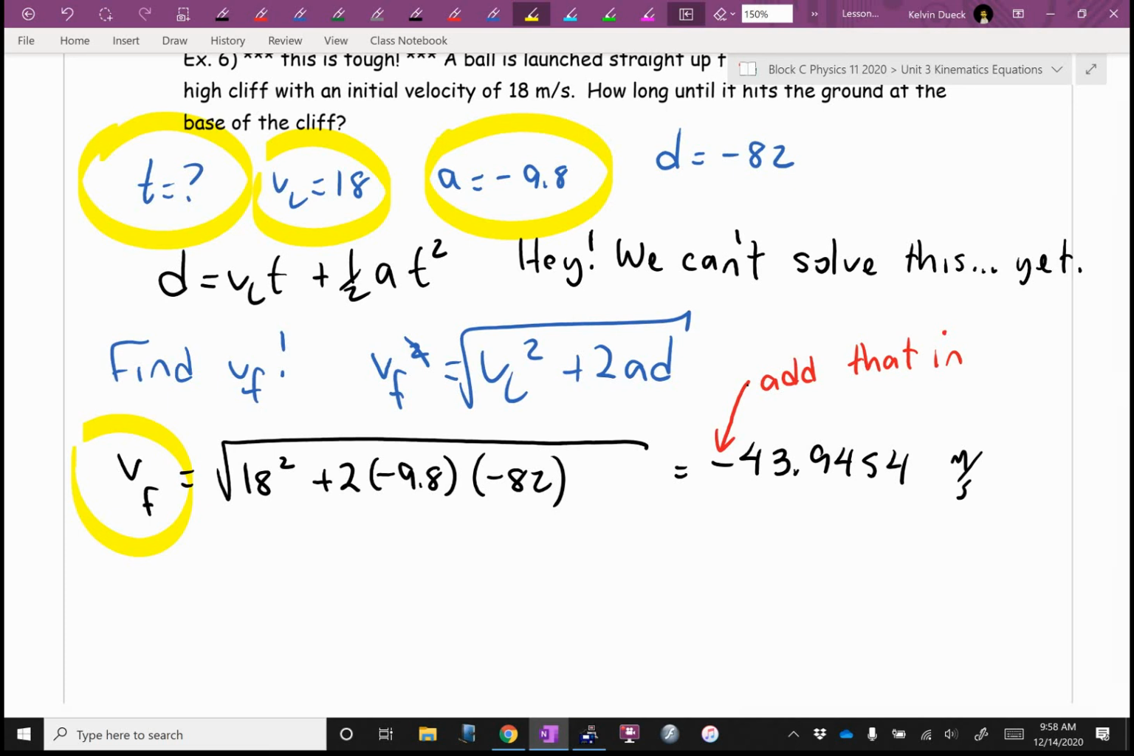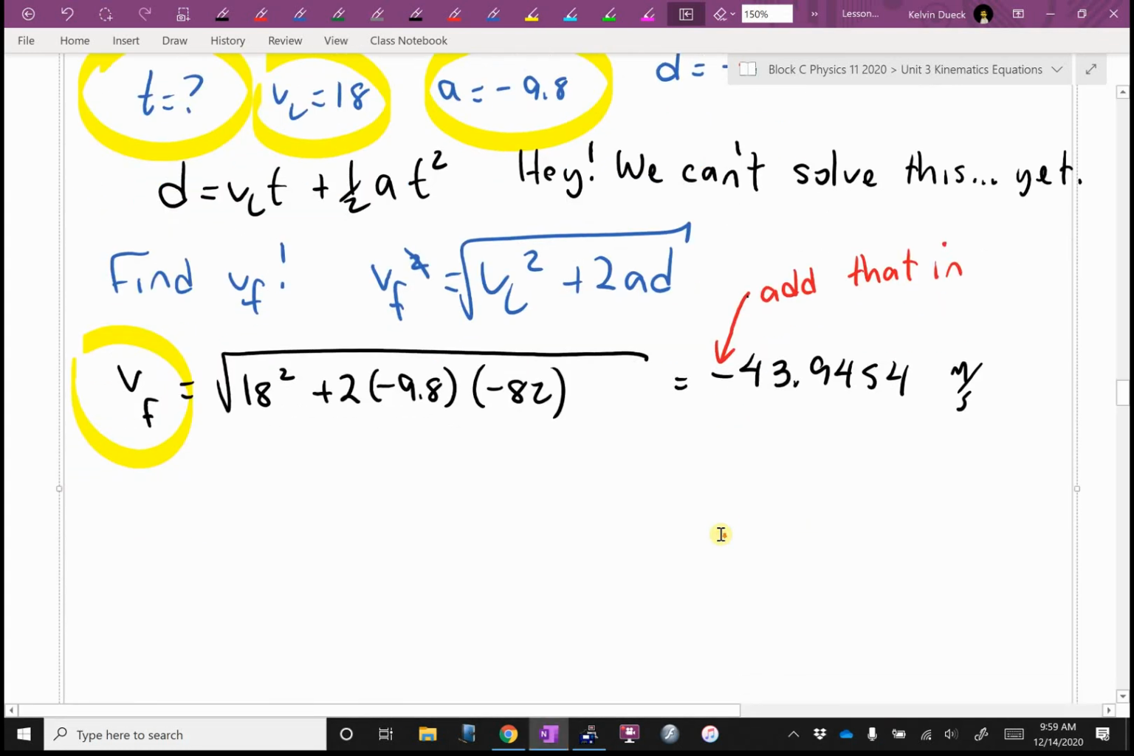So, Edward, I got an answer. Am I wrong, first of all? Same thing, don't clear your calculator. Let me just pause the video for a second. Okay, so now I can use VF equals VI plus AT, except get the T by itself, Adam.